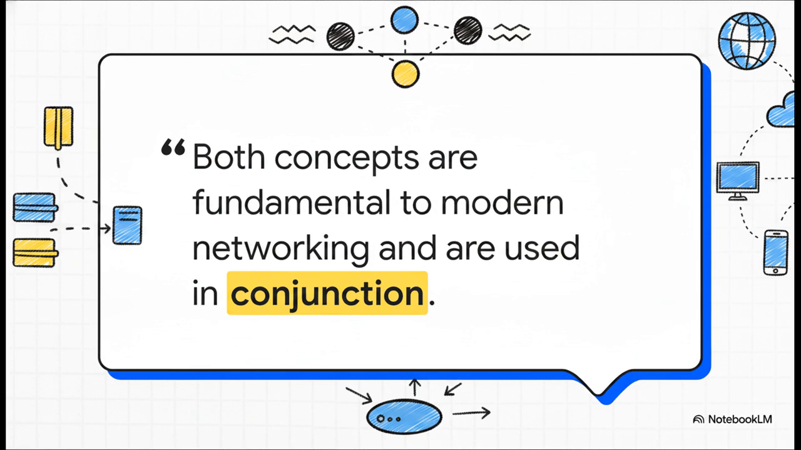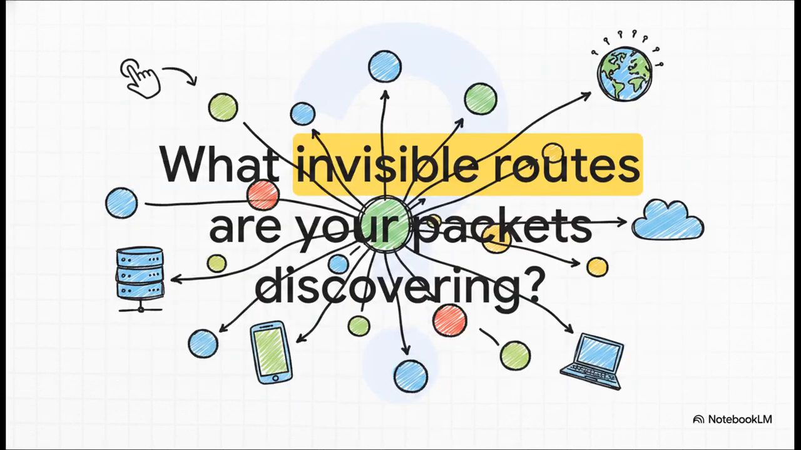It's exactly this harmony of method and process that allows us all to stream, browse, and connect globally without ever giving it a second thought. The digital infrastructure all around us is practically a modern miracle of engineering. So next time you click a link or load a website, I want you to take just a brief second and ask yourself, what complex, invisible routes are your millions of perfectly broken down packets discovering and navigating right at this very moment?